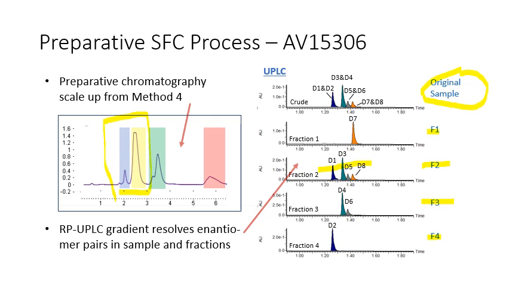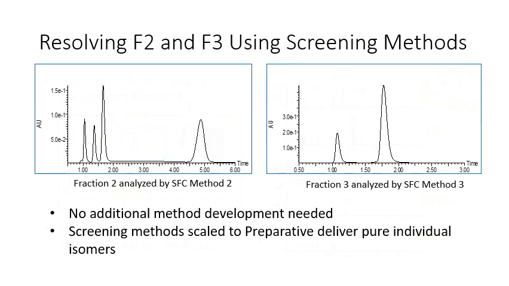Moreover, our initial screening run produced a number of phase interactions that we didn't leverage in this final separation, so we can go back to those and see if any of those work. And in fact, that's exactly what we found. We had an SFC method where we'd identified a stationary phase interaction in the first screening run, and another one that worked with fraction 3. We were able to scale both of those to preparative scale and deliver pure individual isomers.